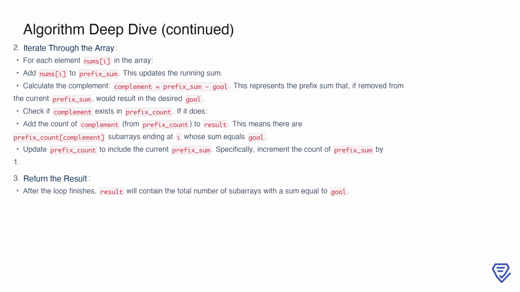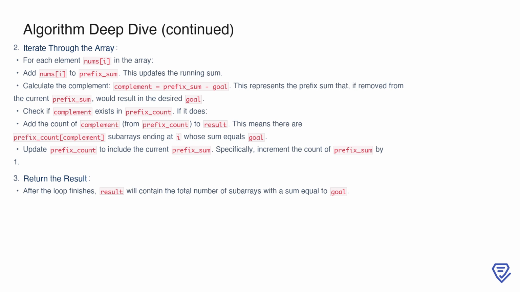This complement represents the prefix sum that, if removed from the current total, would result in the desired goal. We then check if this complement exists in our hash map. If it does, it means there are subarrays ending at the current index whose sum equals the goal. The frequency of the complement in the hash map tells us how many such subarrays exist, and we add this count to our result. Finally, we update the hash map to include the current prefix sum, incrementing its frequency. This ensures the hash map reflects the prefix sums encountered so far.